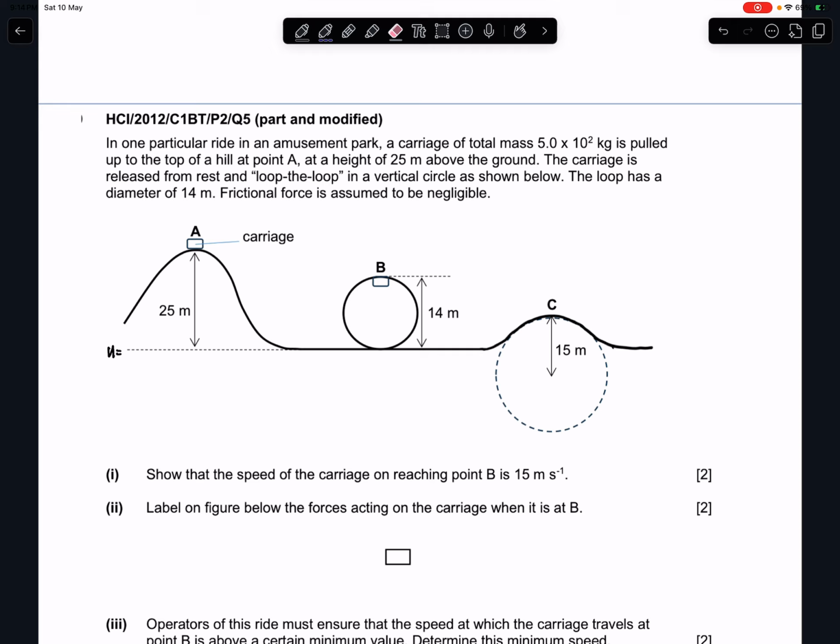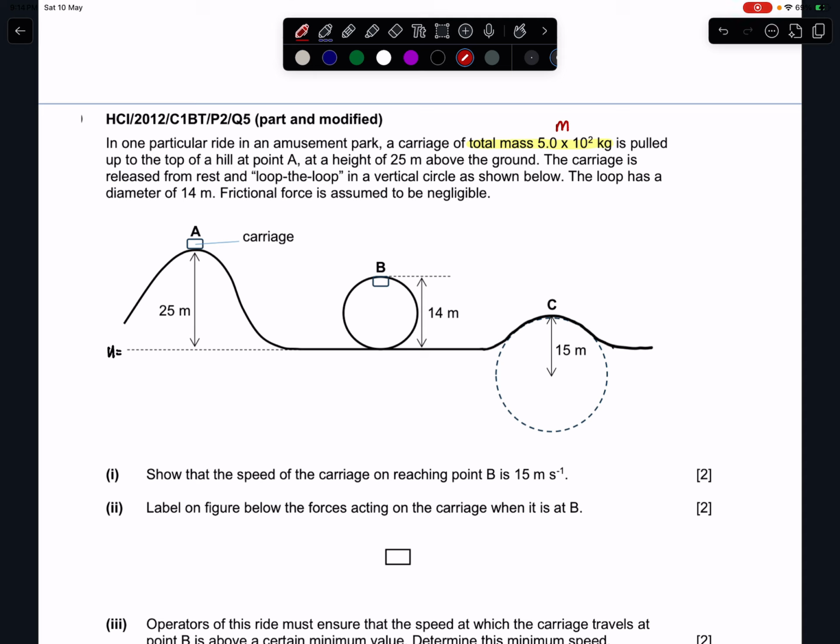So let us look at this question. In this question, we have a particular ride in an amusement park. In this ride, you have a carriage of total mass 5.0 times 10 to the power of 2. I'm going to work in terms of arbitrary quantities, so I'm going to label this M.